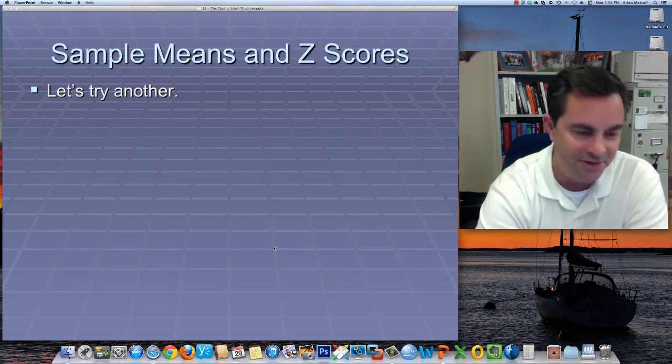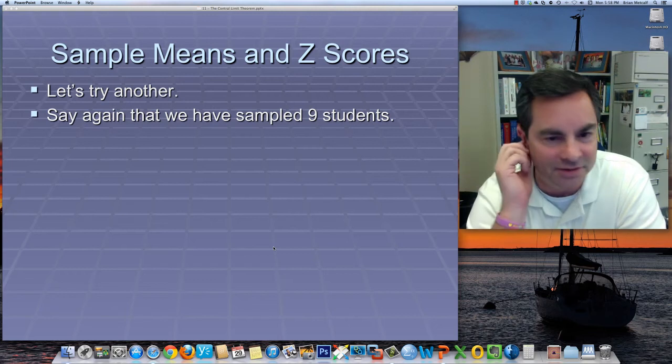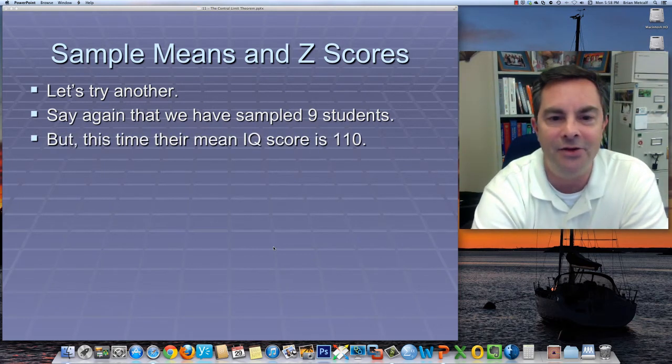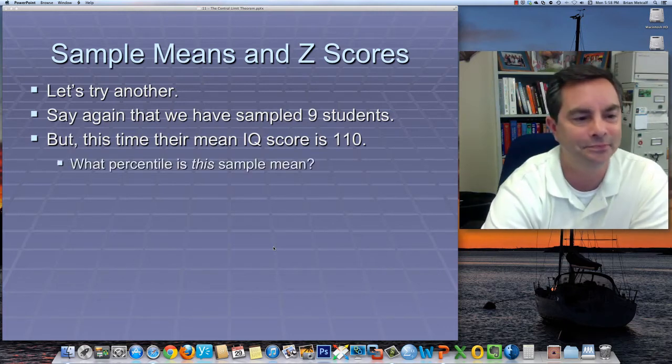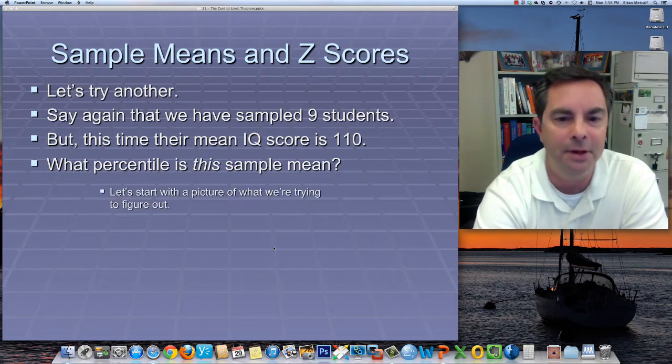Let's try another one. Let's walk through one more example that's very similar. So let's say again that we're sampling 9 students. This time their mean IQ is 110. So instead of 105, let's pretend they got a 110. What percentile is that sample mean if 9 people have a 110?